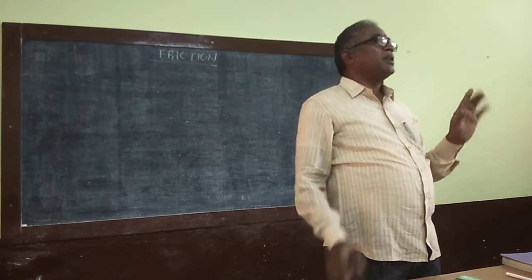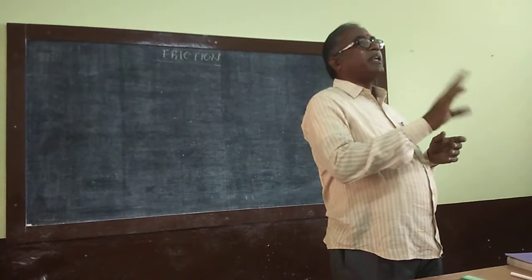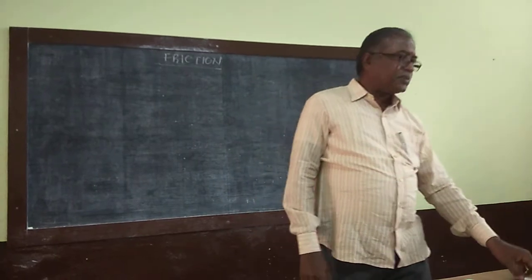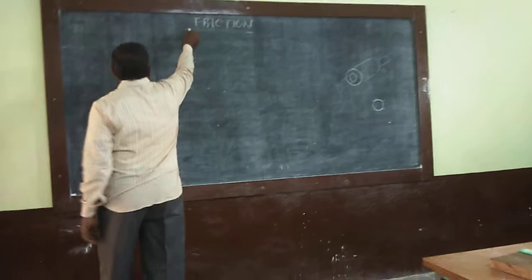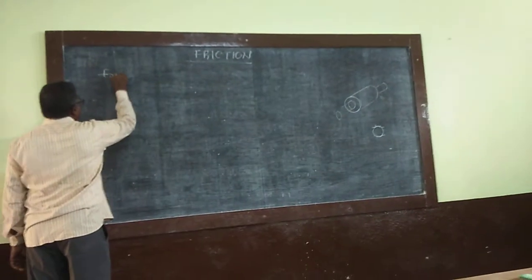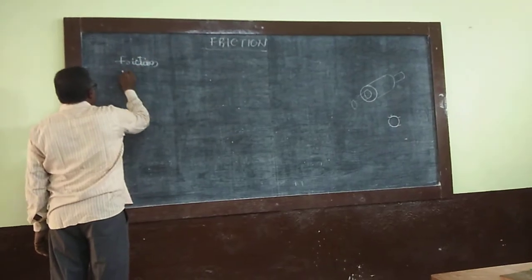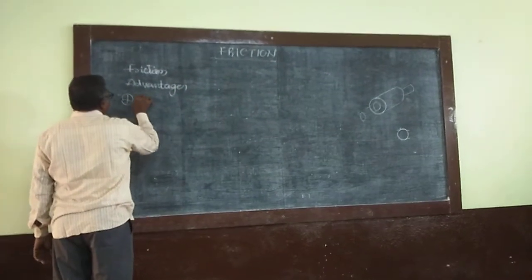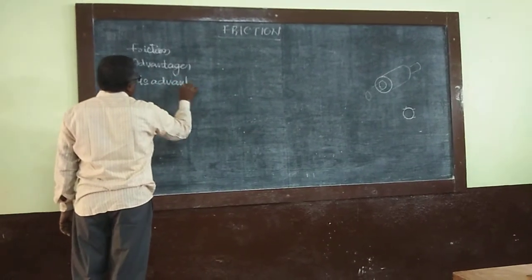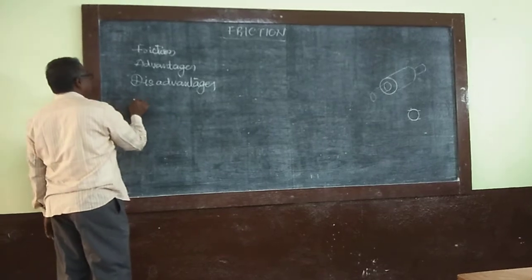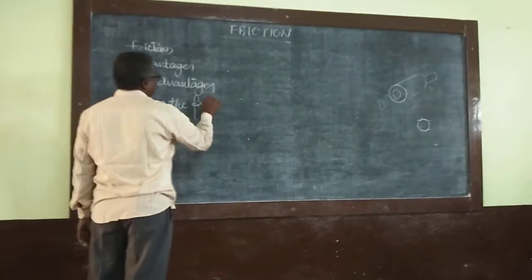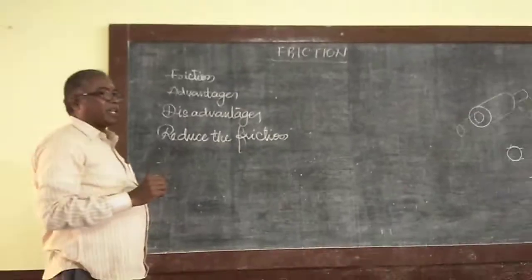So we can reduce friction by using lubricants. So in this there are types of friction. So friction definition over, then advantages over, then disadvantages over, then after this, reducing the friction by using lubricants, coolants, ball bearings, everything we can write.